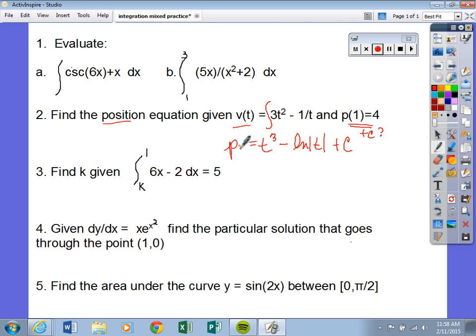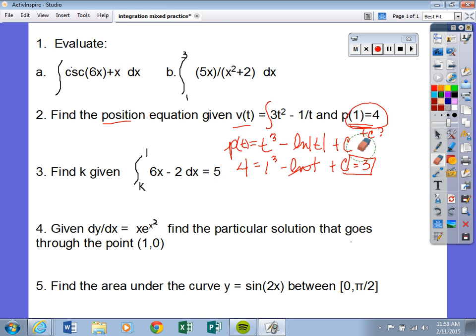So this is my position p of t. This is my position equation. Now I'm going to take this information and actually find c. So the 1 is my t, and the 4 is my y, or my position. So 4 is equal to 1 cubed minus the natural log of 1 plus c. Natural log of 1 is 0. That's something we need to memorize. And then 1 cubed is just 1, so I'm going to move that over. So it looks like c is 3. And once I have that, I need to go, I'm not finished.